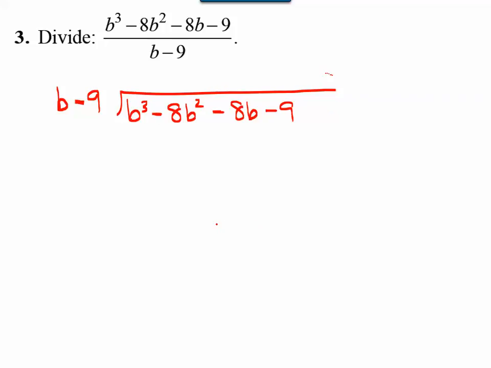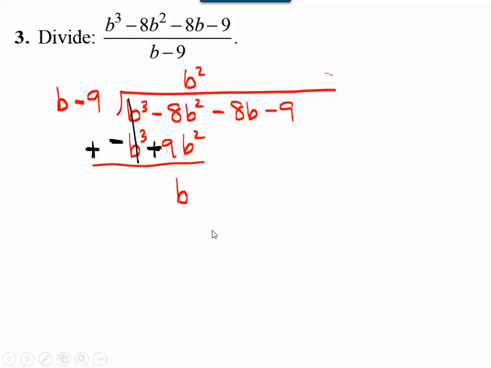So let me just try it here. What times b gives you b to the third? b squared. So notice that's why we build these columns in, because when you get b squared, if you don't have a b squared in the problem, you still need that column for b squared. Okay, b squared times b is b to the third. b squared times a negative 9 is a negative 9b squared. Again, looking at what you've done, just to make sure, I get a positive b squared, or 1b squared if you like, as you're adding a negative 8 and positive 9.